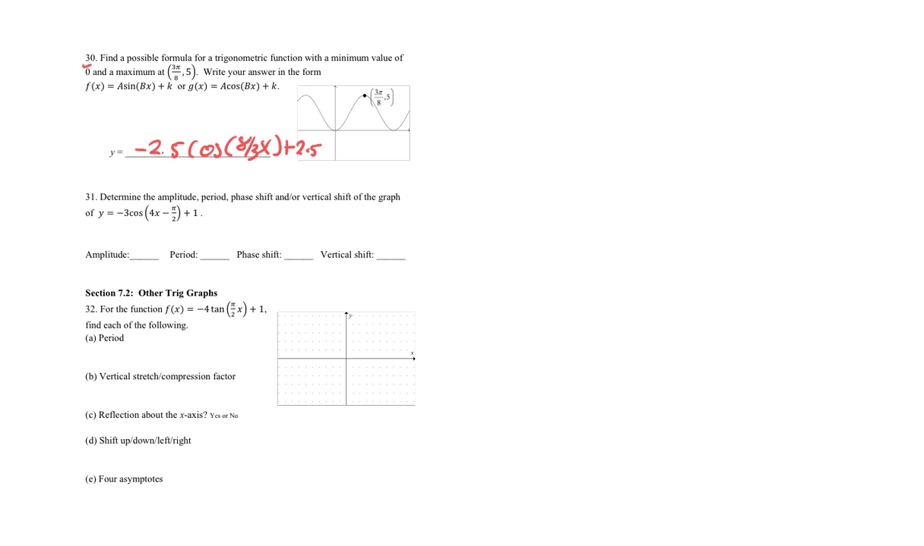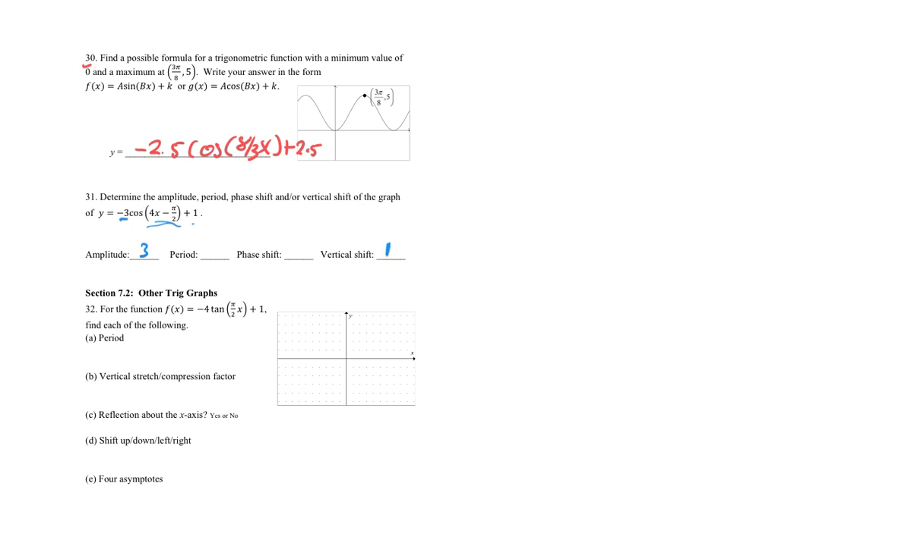All right, determine the amplitude, period, phase shift, and or vertical shift of the graph. So the amplitude is easy to read off. It does start with that -3, but amplitude is always positive, so that'll be 3. Period and phase shift are a little different because that is not set up for just easily reading it off. However, our vertical shift we can read directly off.